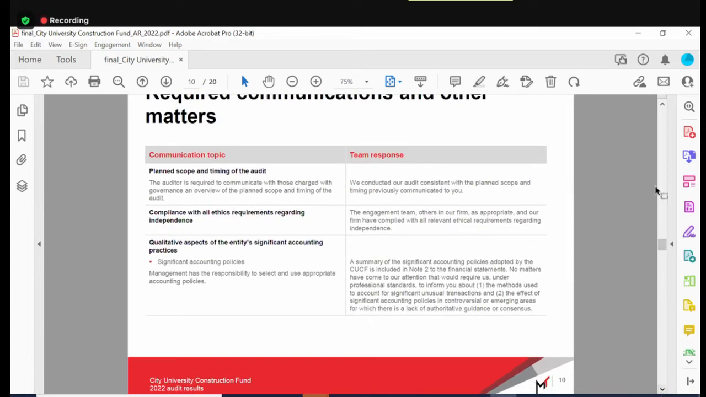So these are some of the required communications that we need to communicate to you as the audit committee. We did conduct our audit consistent with the plan scope. We maintained our independence throughout the engagement. Again, I mentioned that the accounting policies are included in the notes to financial statements. No issues with the accounting policies and how they were applied. We believe they're reasonable and consistently applied. Next page.